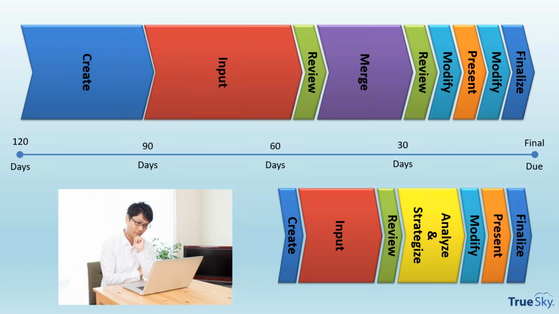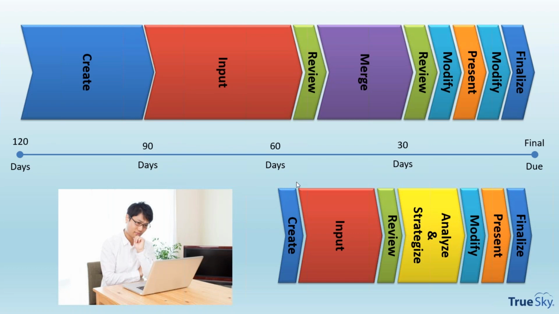And then you gain that yellow box there, that box we call analyze and strategize. That's where you really are able to spend time thinking about all the different what if questions that you might get from your management. So when it comes time to present to the board of directors, your management, you've got all the answers right at hand and you can finalize the budget far quicker.